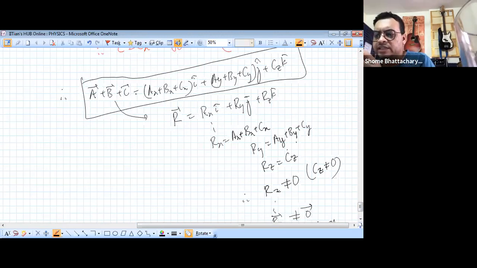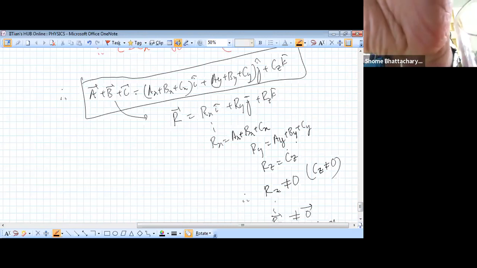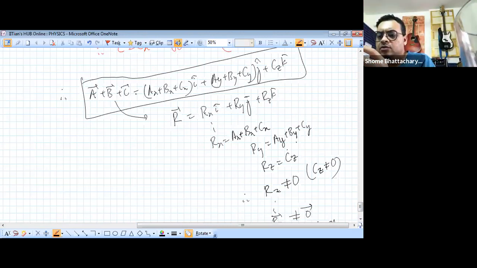Anybody else having a doubt in exercise 2? Anything left? What about option D? Option D says the resultant lies in a plane different from that of any of the 3 vectors.